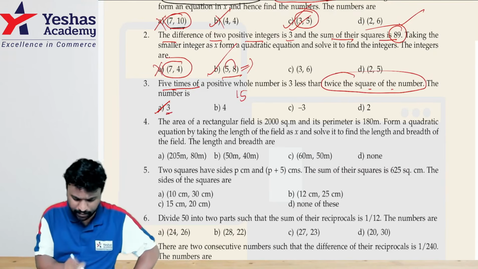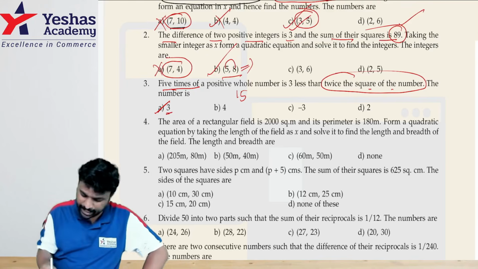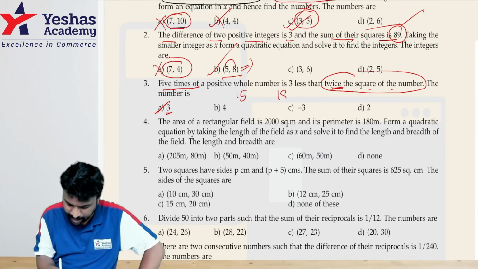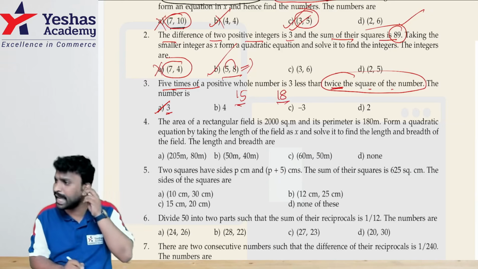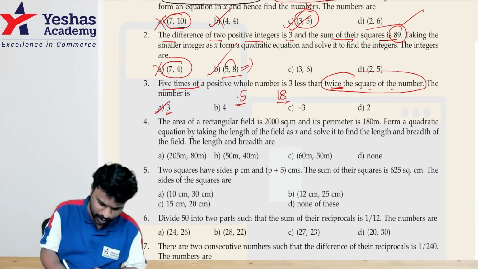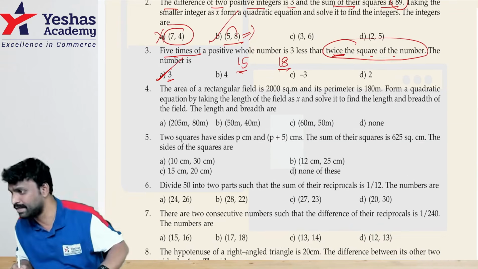First of all, the square of 3 is 9. 9 into twice is 18. Don't you think 15 is 3 less than 18? Yes, of course. So option A is the right answer.